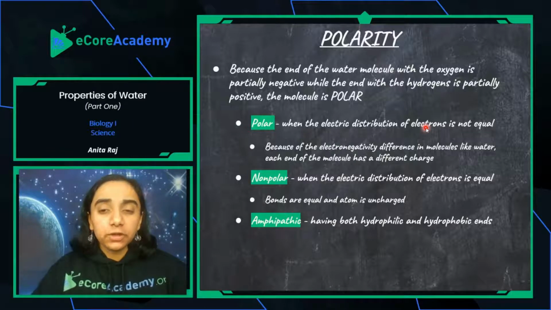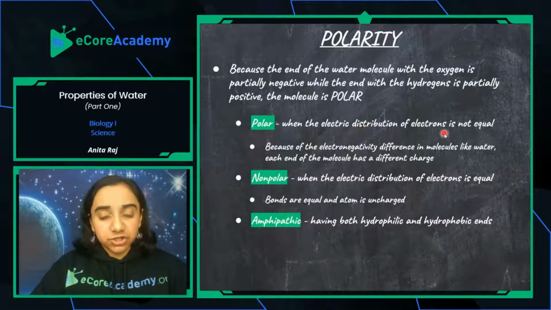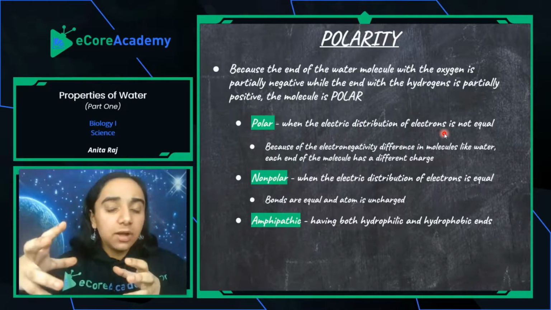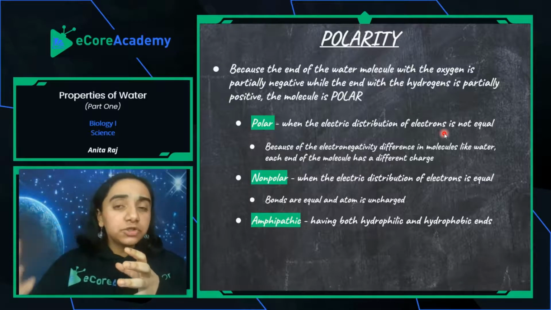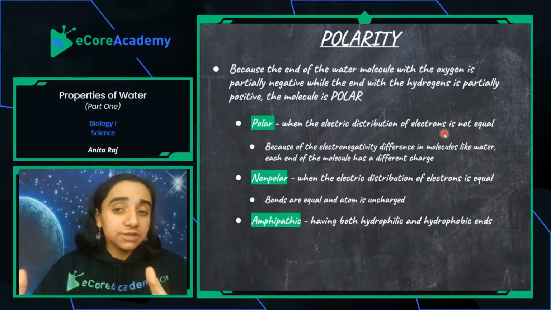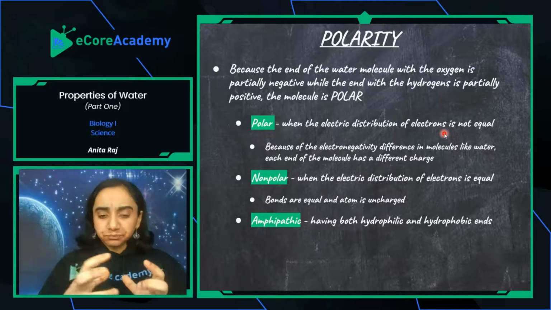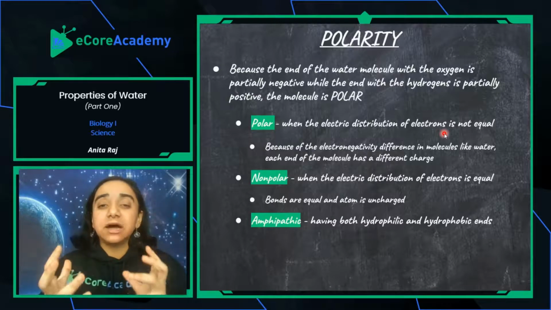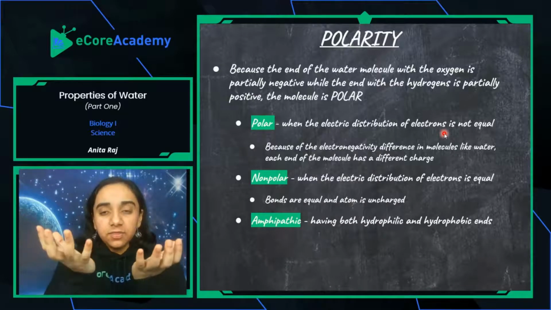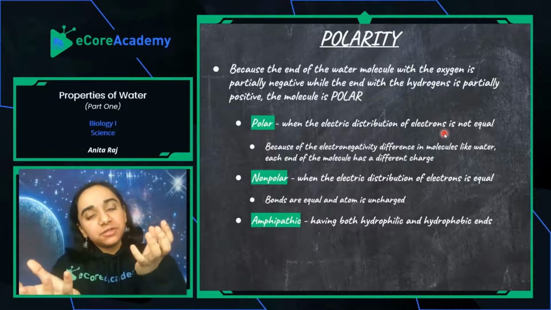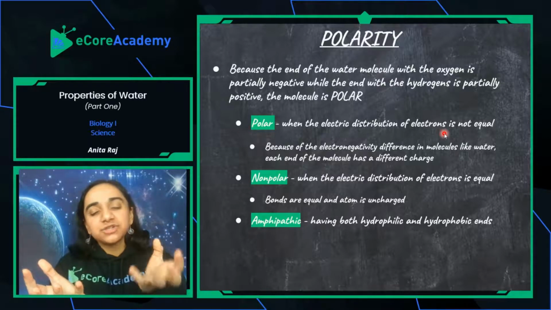And polar, like we said, means the electrical distribution of electrons is not equal. If you think of the molecule, one side of the molecule with the oxygen has so many more electrons than the other side of the molecule with the hydrogens, which has much fewer electrons. Therefore, the way the electrons are distributed or spread out throughout the molecule is not equal. If you want to think of it this way, the side with the oxygen is so much heavier, so much more filled with electrons than the side with the hydrogens, which has much less.